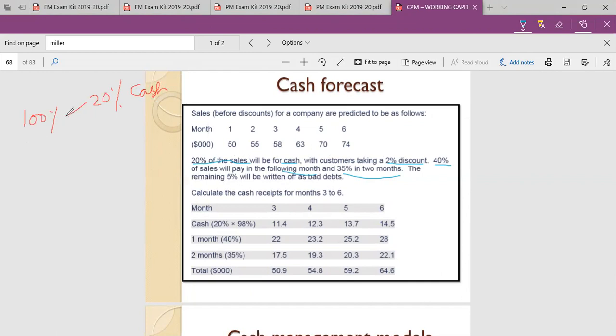The rest of the 80% is split again. It is not that the balance of 80% will be paid in the next month. It says that out of that 80%, 40% of them will pay in the next month. So 40% of the credit sales will be collected in the next month.